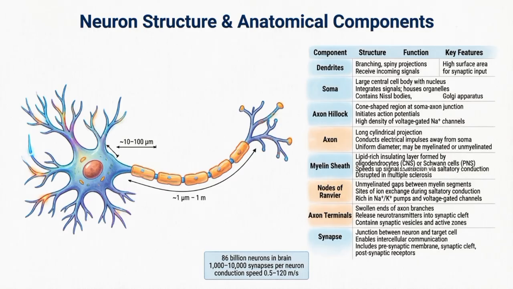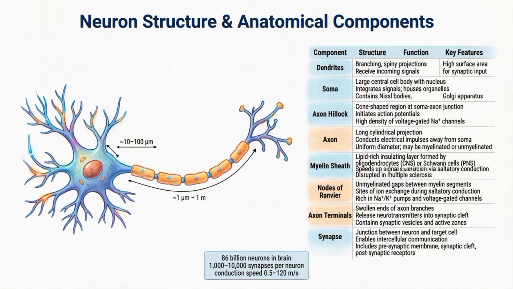Myelin sheath. Many axons are wrapped in a myelin sheath. In the central nervous system, myelin is formed by oligodendrocytes. In the peripheral nervous system, myelin is formed by Schwann cells. Myelin increases conduction speed through saltatory conduction, nodes of Ranvier. Between myelin segments are gaps called nodes of Ranvier. These are unmyelinated gaps where ion exchange occurs.